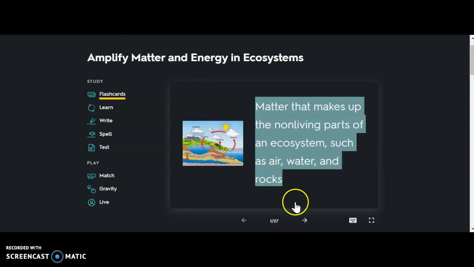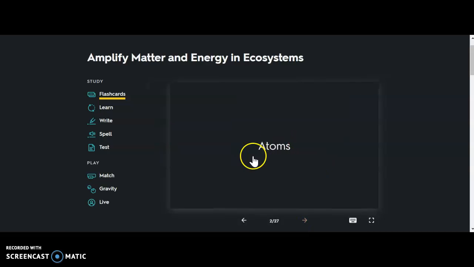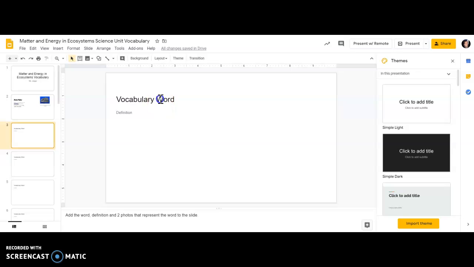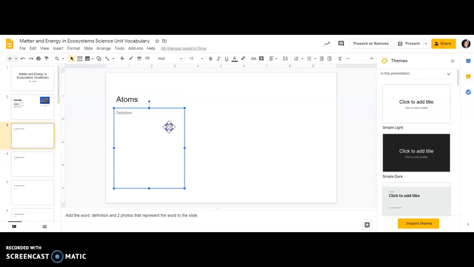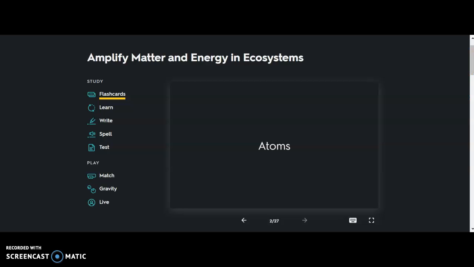And then you are going to move on to your next word. So our next word is atoms. So for that slide, you would be deleting this vocabulary word, typing in the actual vocabulary word, adding the definition, adding the 2 pictures with captions, and then continuing on. Okay, that is your assignment for today.